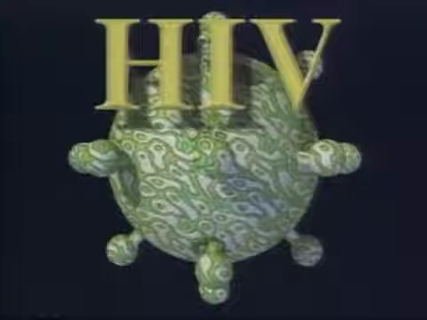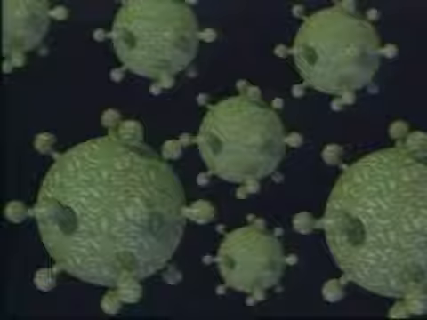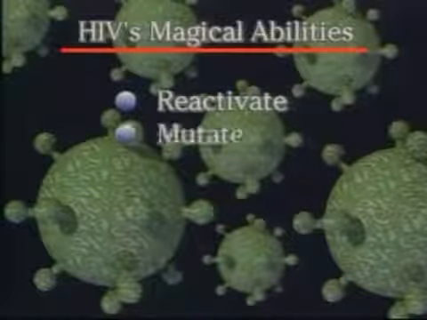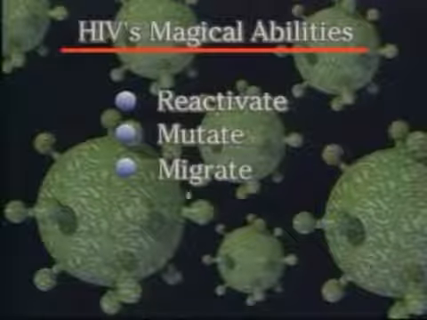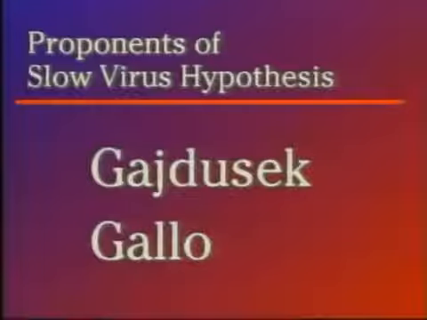Number 5. There is no such thing as a slow virus. HIV is said to be a slow virus that takes 10 to 12 years after infection to cause AIDS. The only way to explain this is to give HIV magical abilities to reactivate, mutate, migrate, and hibernate. These slow virus hypotheses were devised by scientists like Gajdusek and Gallo, who used them to buy time when their disease-causing agent failed to perform.